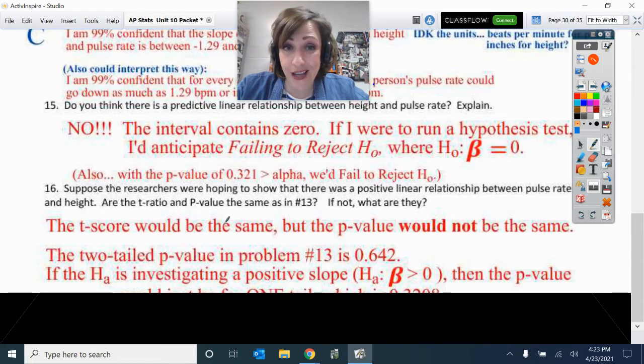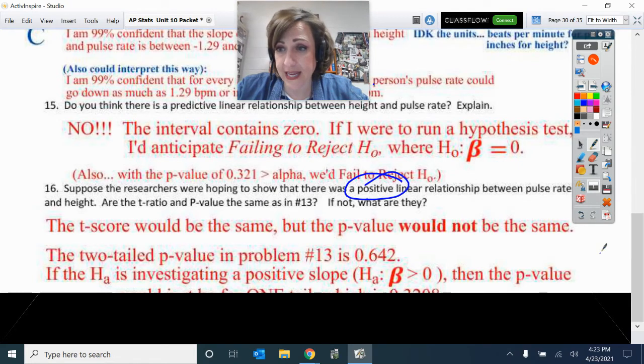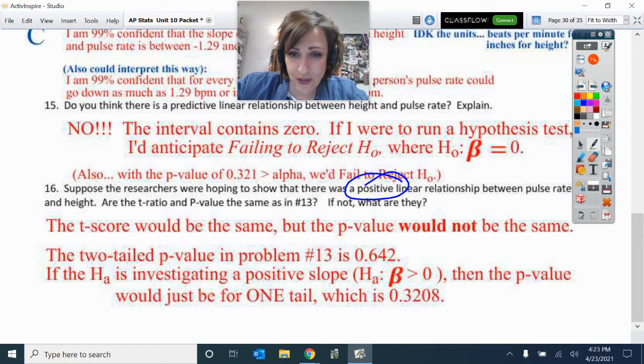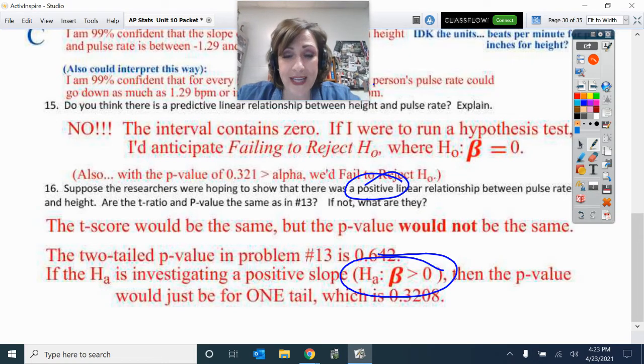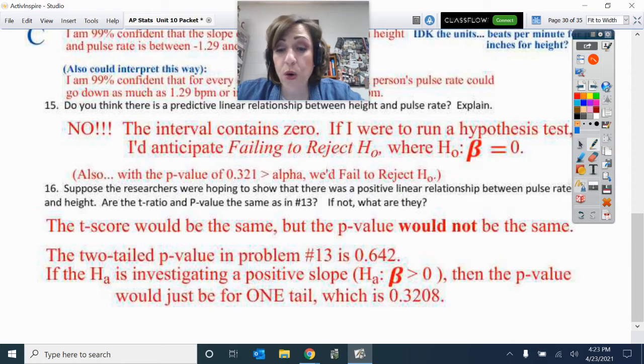Yes, the t-score is the same because I have the same sample results. But that p-value is not the same. A test for a positive linear relationship would just be investigating a one-tailed test, a one-tailed HA. And that one-tailed HA would just be one tail's worth of p-value. So the p-value would have just been 0.3208, not the two tails' worth, which was the 0.6416. Okay, so there's those problems.